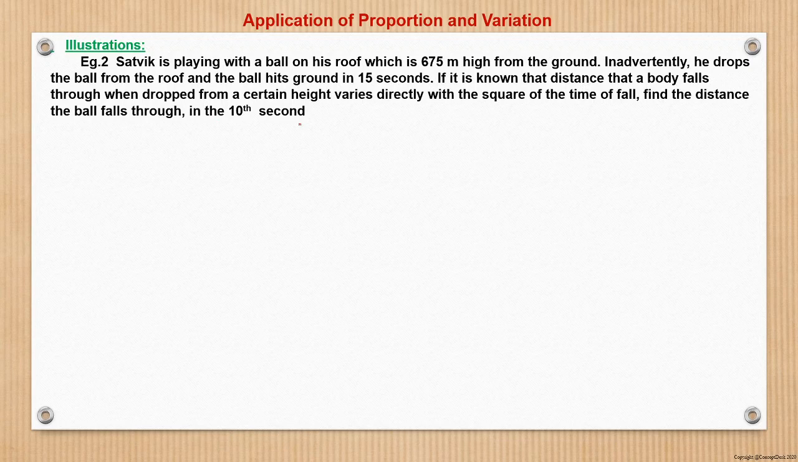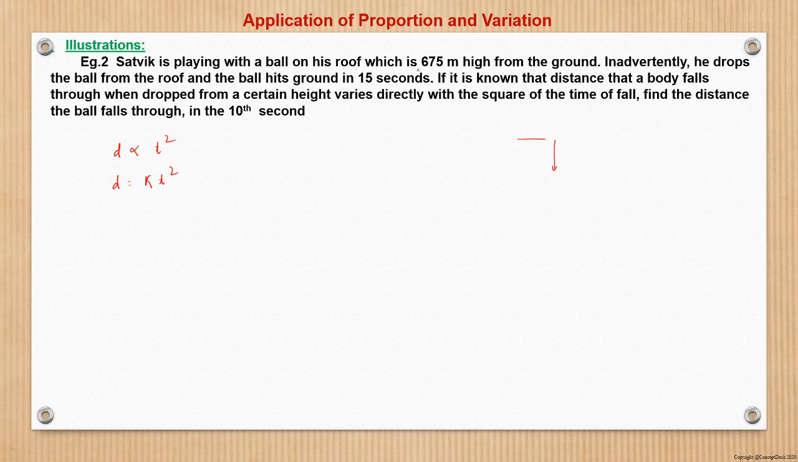So we will break the question. It says that there's a roof, and if something falls from there, the distance that a body falls through when dropped from a certain height varies directly with the square of the time of fall. So distance is proportional to time square, right? We can convert this to equation form as d is equal to k times t square.